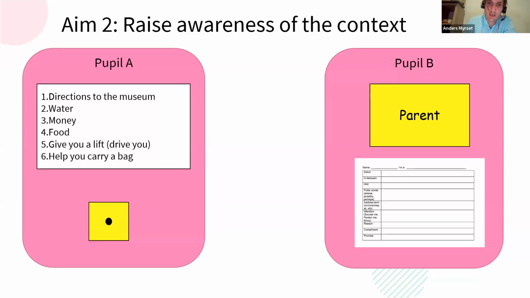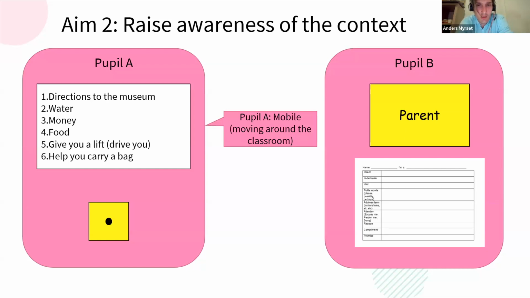And in the activity, pupils A were mobile. They moved around the classroom. They would approach a pupil B who was seated. They would then roll the die. Based on the number, say they get the number 3, money, they would have to request and see what character or what role pupil B played. So they would read on the Post-it note and then produce a request.